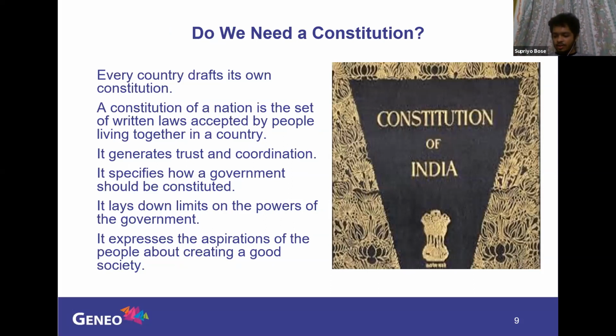Why do we need a constitution? Tell me. Why do we need a constitution? Every country drafts its own constitution. You see, every civilized democracy has its own constitution.